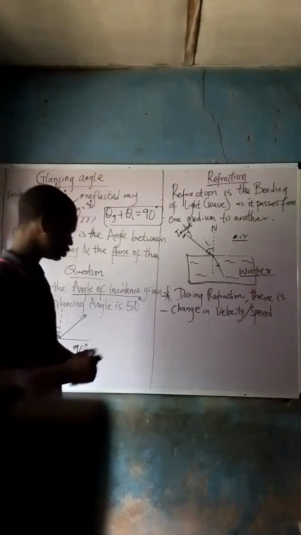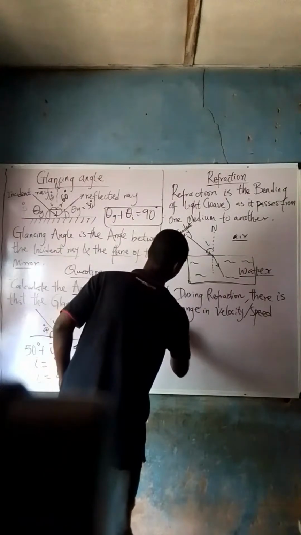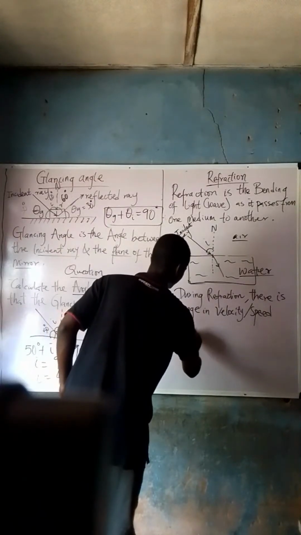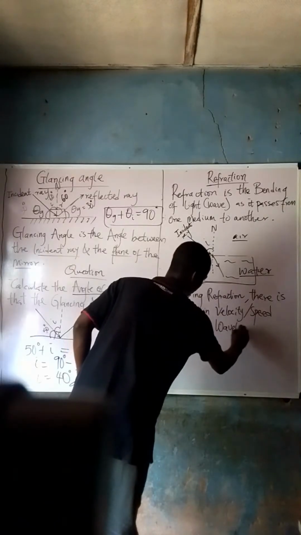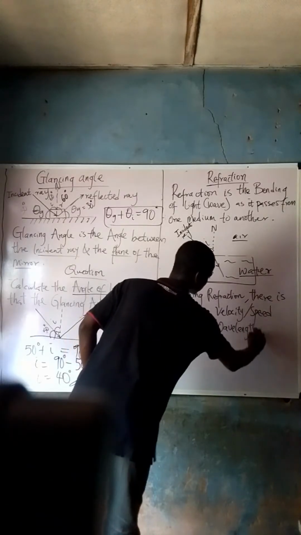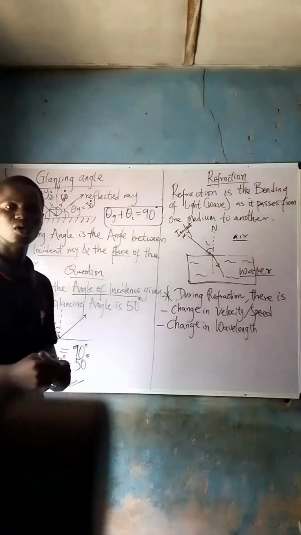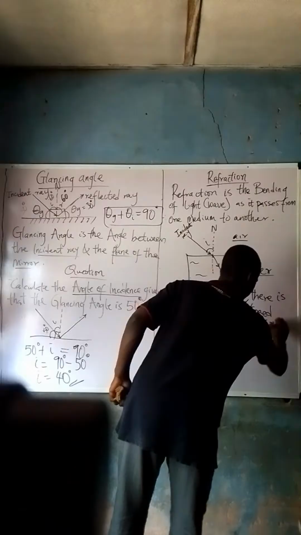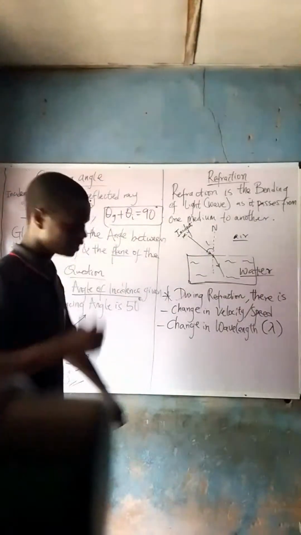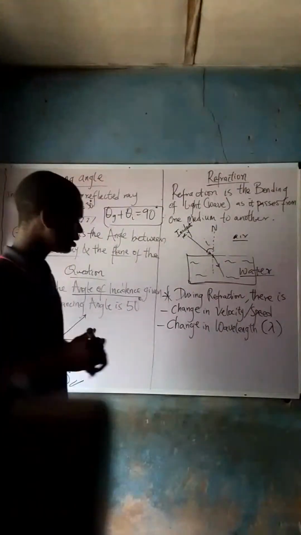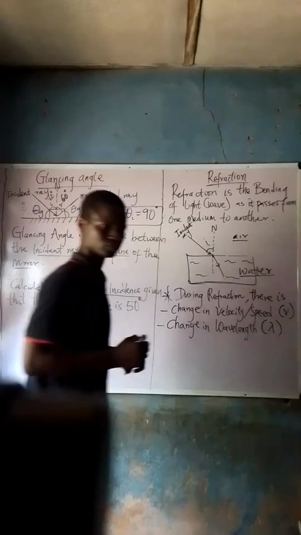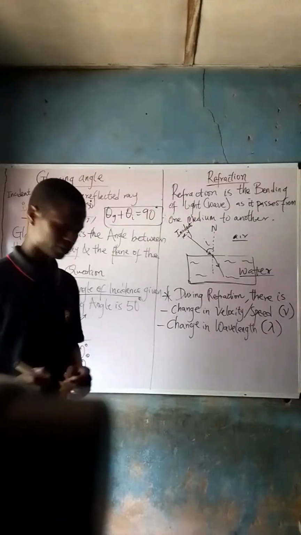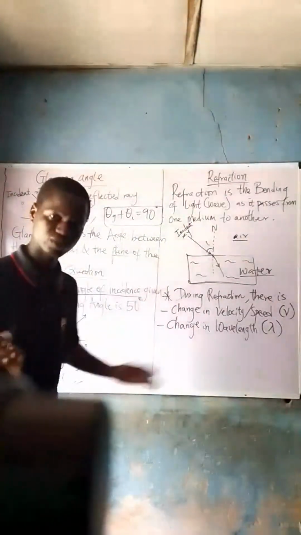What else will change? There will be a change in wavelength. Wavelength is represented as lambda. This is the sign for reference purposes. There will be a change in wavelength, and in this case, velocity is V. Are we together? I'm just talking about the basis of everything.